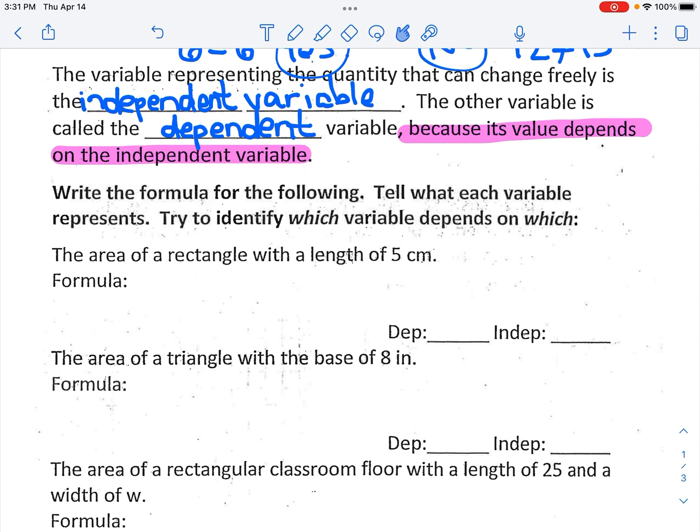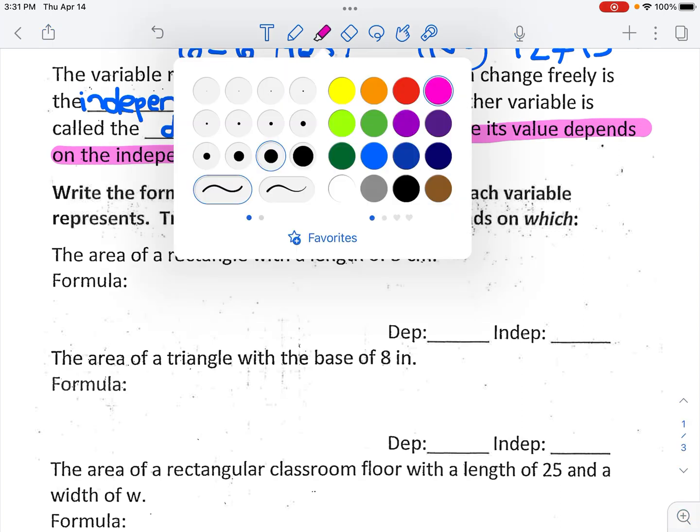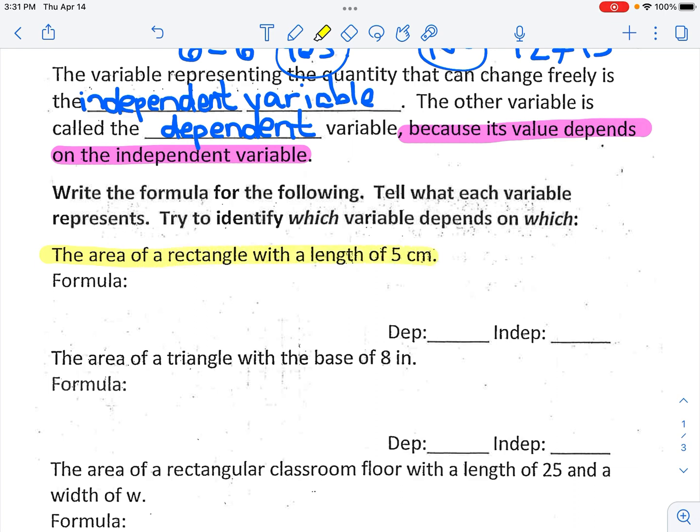Write the formula for the following. Tell what each variable represents and try to identify which variable depends on which. So we're going to focus on this first question. The area of a rectangle with a length of 5 centimeters. So it's asking for the formula. Well, we know to find the area of a rectangle is length times width. Well, I was given the length right here in the statement. So now I can substitute 5 for the length, but I still don't know the width.